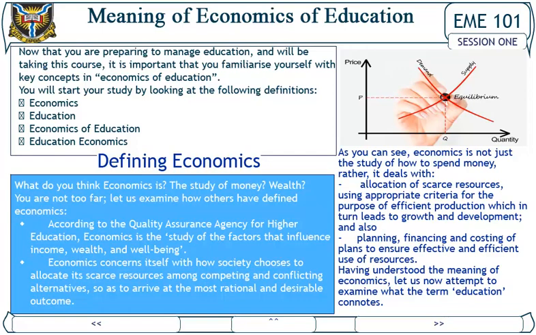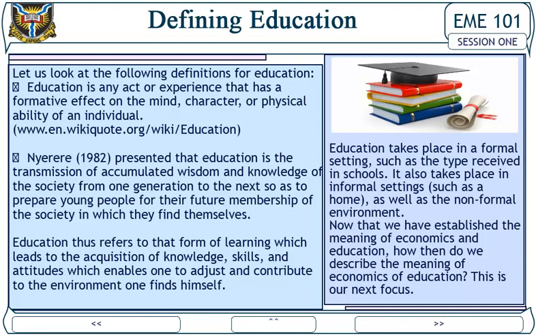As you can see, economics is not just the study of how to spend money, rather, it deals with allocation of scarce resources, using appropriate criteria for the purpose of efficient production, which in turn leads to growth and development, and planning, financing, and costing of plans to ensure effective and efficient use of resources. Having understood the meaning of economics, let us now attempt to examine what the term education connotes. Defining education. Let us look at the following definitions for education.